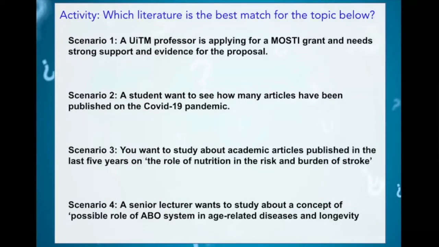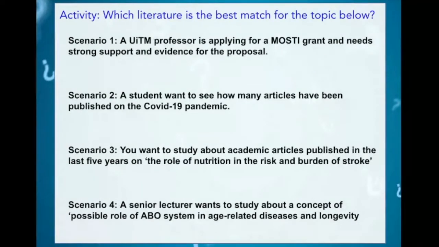For scenario 1, I think systematic. Yes, it is a systematic review. Usually when you want to construct a proposal, a proposal for a grant, an application for your project, or for your thesis as well, you use a systematic literature review, okay?